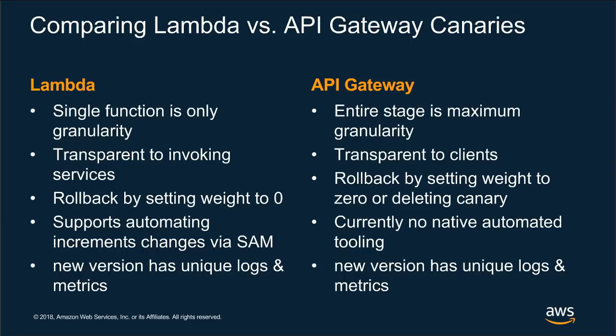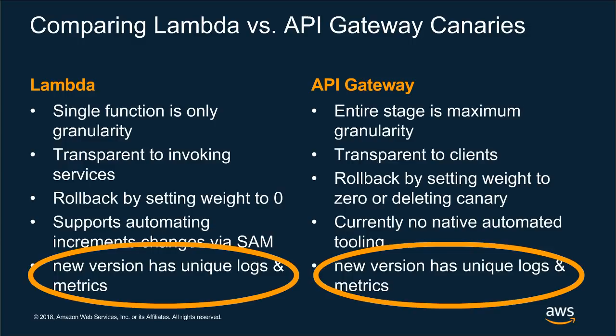Now, lastly, what's common across both of these is that in both Lambda traffic shifting with aliases and API Gateway Canary support, both of them support the idea that a new version has unique logs and metrics that are created as part of it. What this means basically is that you don't have to do any sort of deep spelunking into logs or metrics to pull out the unique data. We're going to automatically do it for you. And so this can help make your understanding of whether your deployment has been successful or not much, much easier.